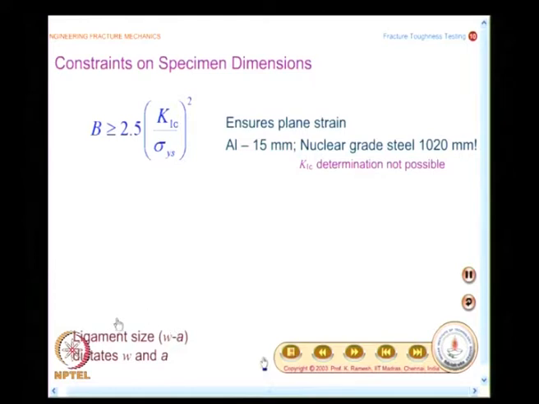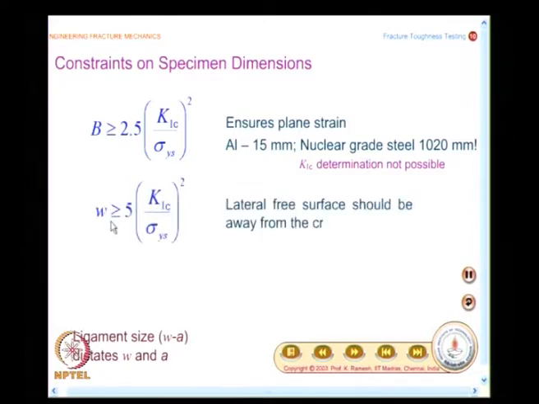Then you also need to have considerations on what should be the size of the ligament, that is the length W minus A, which in turn dictates what should be W and what should be A. So, you have recommendations for that. The recommendation for the width is it should be greater than or equal to 5 times K1C divided by sigma ys whole square, and the reason for W to be of this value is to keep the lateral free surface away from the crack tip.